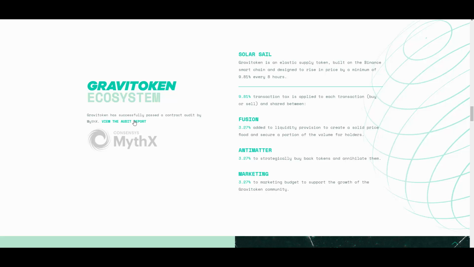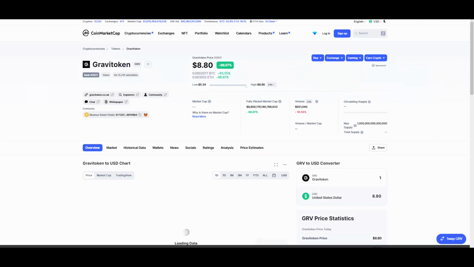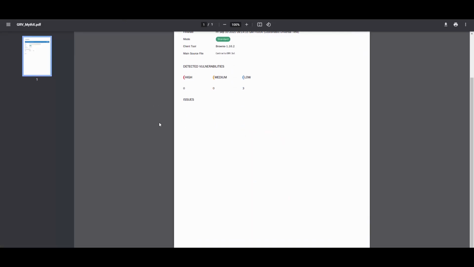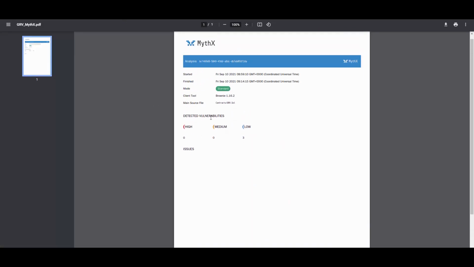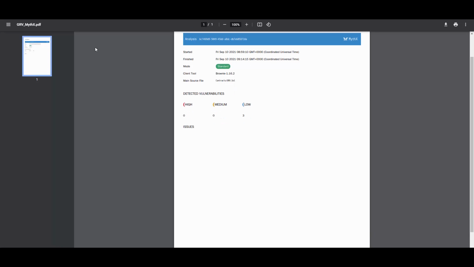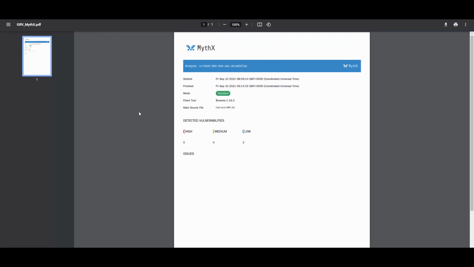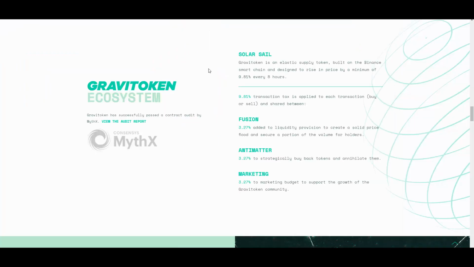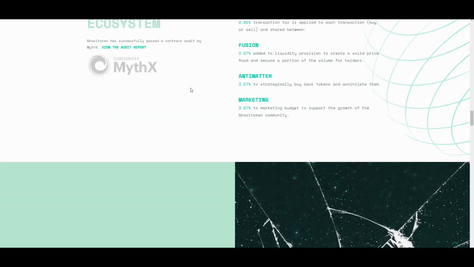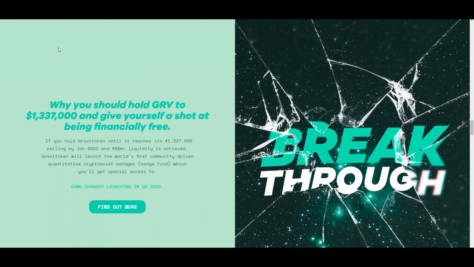On top of that, guys, there is also an audit which they've got done by MythX, which is a good auditing company. And here it is, as you can see, no issues, only three lows, so that's okay. This is the audit here, just saying that it has been done, definitely worth pointing out. I always focus on audited projects for you guys, because my safety and your safety is the most important for me, okay?